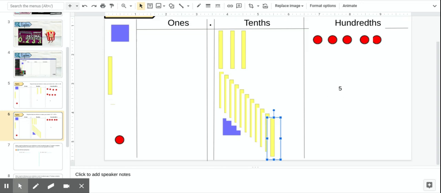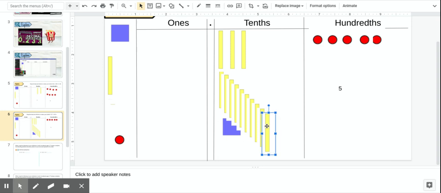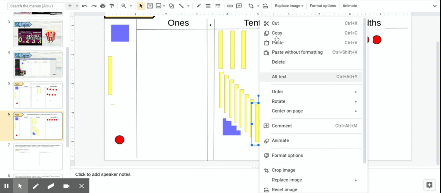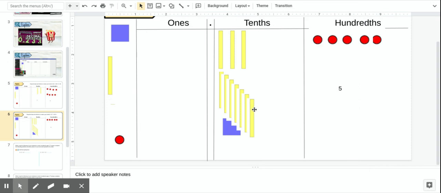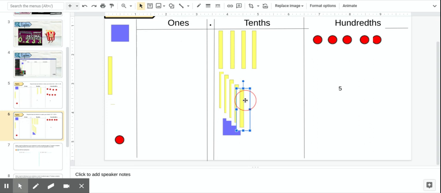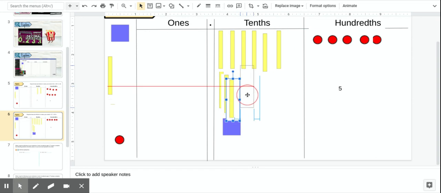I'm going to take my square and move it over, and I'm going to bring over 10 of these 10 tenths. Just going to slide them over so I can have enough room. There's 3 there already and I'm going to bring over 10 more. I'm going to copy and just paste. 1, 2, 3, 4, 5, 6, 7, 8, 9, 10. All right, looks a little crazy, but they're there. I just copied and pasted 10 of them.